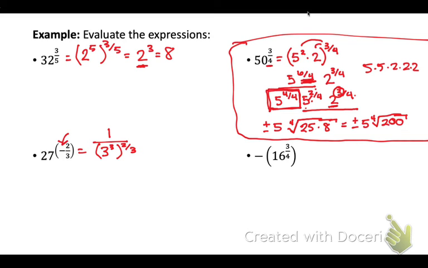Okay, so 2/3 of 3 is just what? 2. So it's 1 over 3 squared, which is 1 over 9.